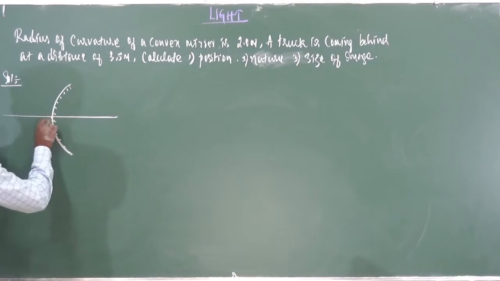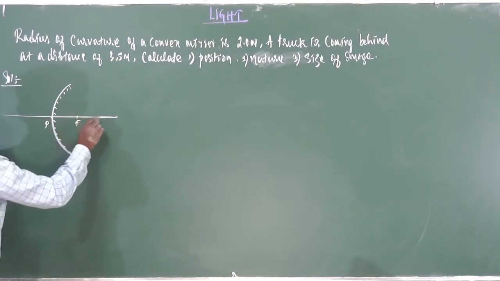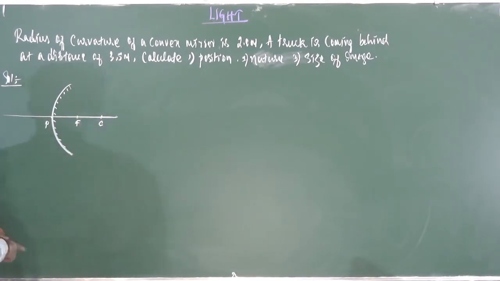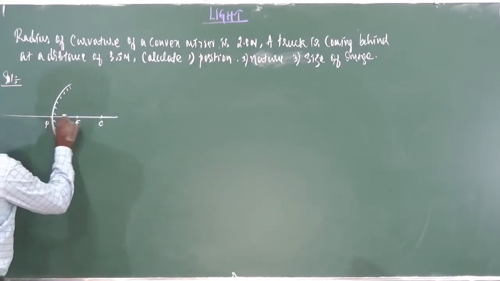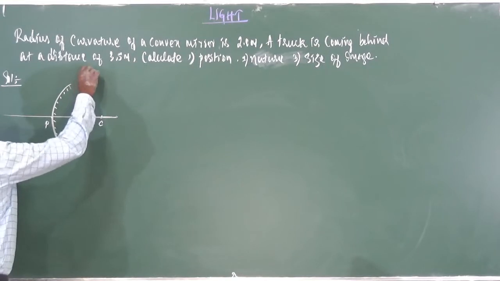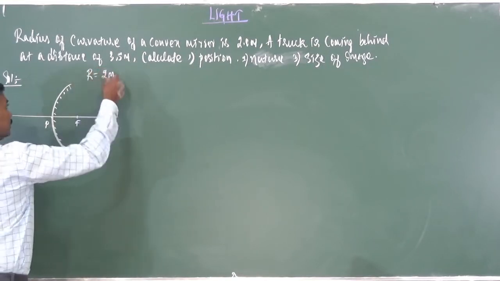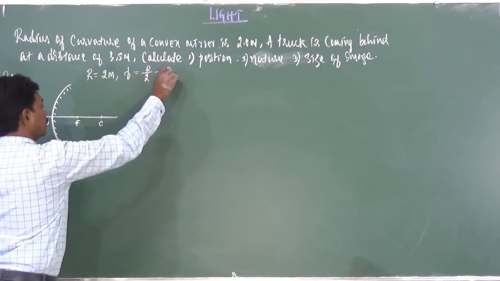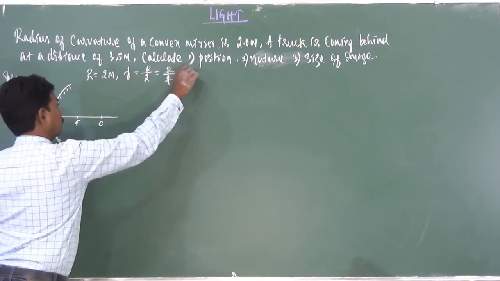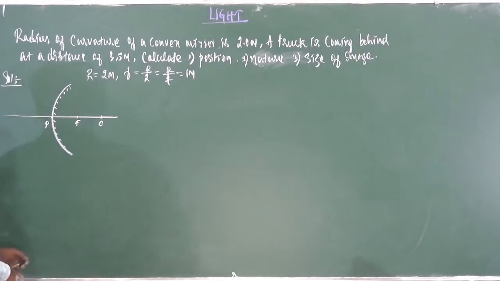So this is the pole, this is the principal focus, this is the center of curvature. Now the radius of curvature of a convex mirror is 2 meters. From here to here the radius of curvature is 2 meters. We will convert this into focal length. F is equal to R by 2, that is 2 by 2, that is 1 meter. So radius of curvature is 2 meters, focal length is 1 meter.